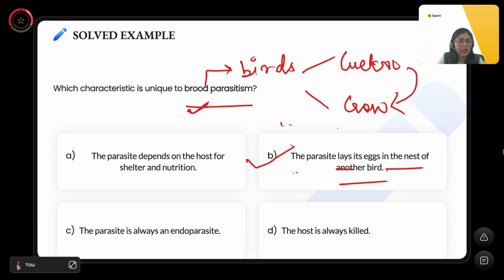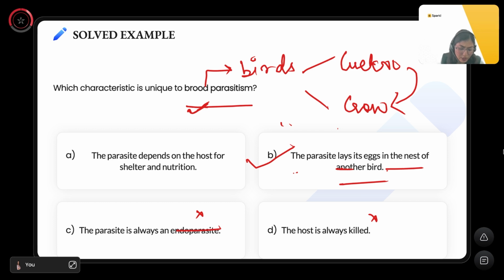व्हाई दे आर इनकरेक्ट? द पैरासाइट इज ऑलवेज एंडोपैरासिटिक. नो बेटा, ठीक है, यहाँ तो एंडोपैरासिटिज्म की बात है ही नहीं. द होस्ट इज ऑलवेज किल्ड. नो, नॉट एट ऑल. होस्ट को किल नहीं किया जा रहा है. होस्ट को तो आपको यहाँ पे आप बेनिफिट उठा रहे हो. होस्ट रहेगा तो ही आप जो कोयल है वो अपने प्रोजेनी को नरिश करवा पाएगी क्रो से. क्लियर?